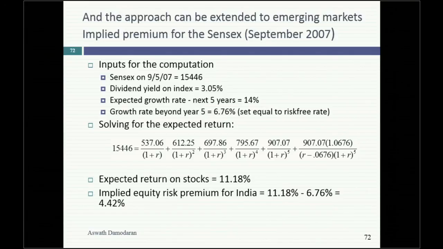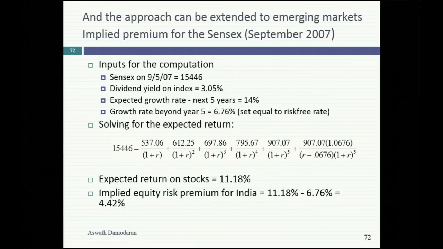In fact, take the Sensex, September of 2007. It's trading at 15,446. One thing that makes implied premiums easier outside the U.S. is you don't have a lot of buybacks. It's all just the dividends. So just add up the dividends. The dividends are about 3% of the index.